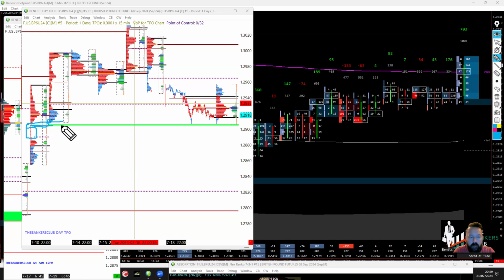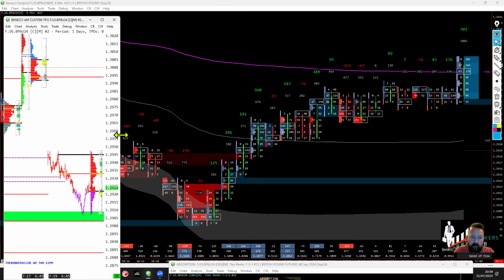So that would be where I would be looking around there for a potential correctional move, having seen us auctioning down. So we'd sweep the liquidity of this poor low into this area here, where we'd then be looking for a correctional move. So that would be a potential demand zone. On the daily, we'd have extra confluence.